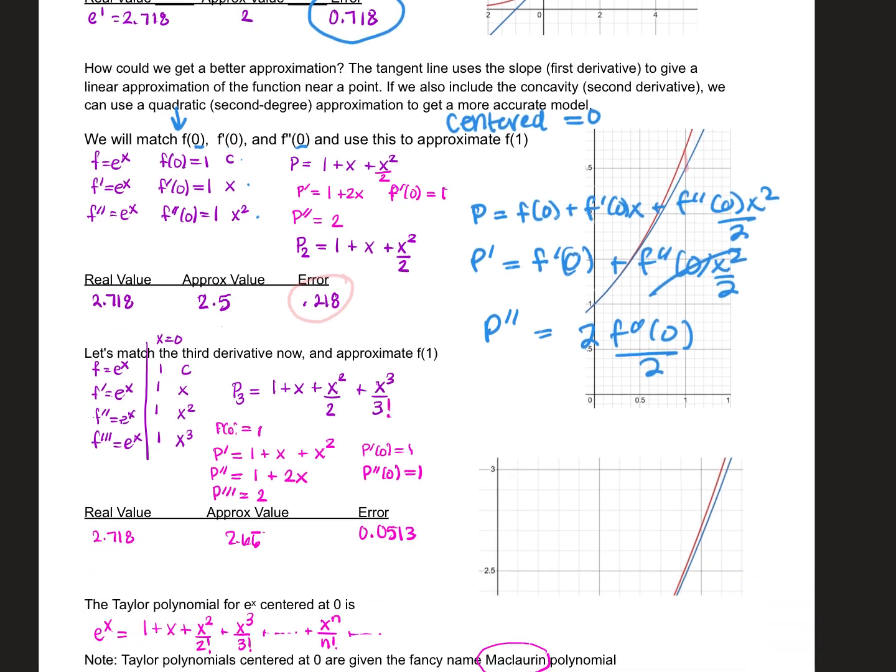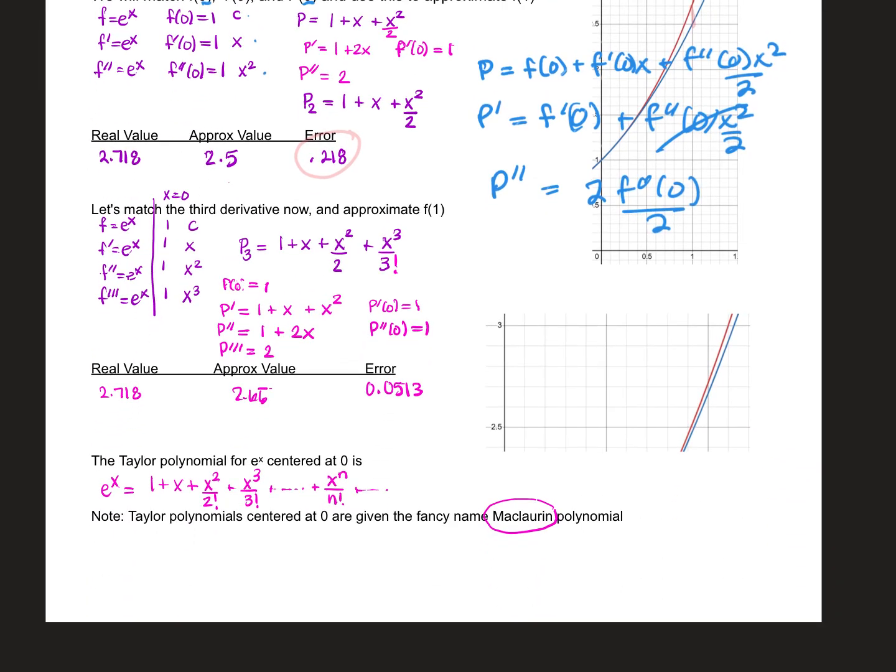So we go through and we match the third derivative. Again, we picked e to the x because it's easy. The derivative of e to the x is always e to the x. Evaluating it at 0, they're all 1. Again, the first one's your constant, then your linear, then your x squared. So there's your Taylor polynomial. And if we look at the error in the approximation, remember, the error is going to be the real value minus the approximate value, and the error is always a positive value, so make sure that's an absolute value.